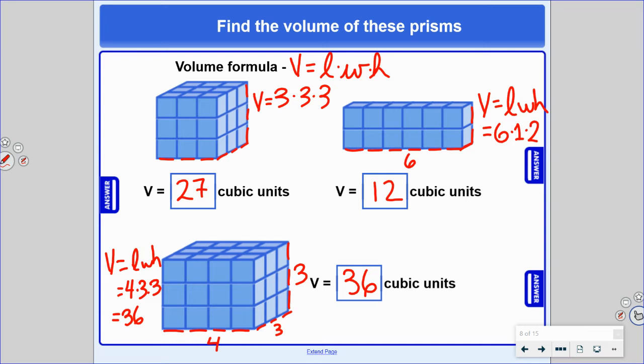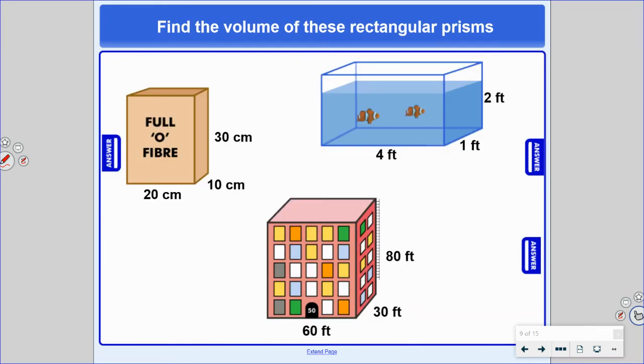Now let's get away from the cubes and talk more about real spaces in this world. So here we are with a full of fiber cereal box perhaps. Write the formula. 20 centimeters by 10 centimeters, that would be 200 centimeters by 30 centimeters. Now I want you to notice something. 20 by 10 by 30 you're going to get. But again, notice you don't have to write the units I chose to this time.